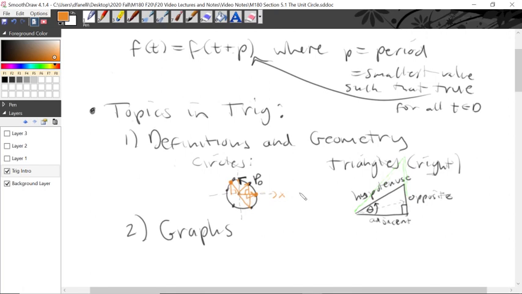There's a link between right triangles and circles, and that link is going to be described by using the Pythagorean theorem. The Pythagorean theorem is a squared plus b squared equals c squared, where a and b are the lengths of the legs of our right triangle, and c is the length of the hypotenuse. So we'll be defining the trigonometric functions in the context of circles and triangles.